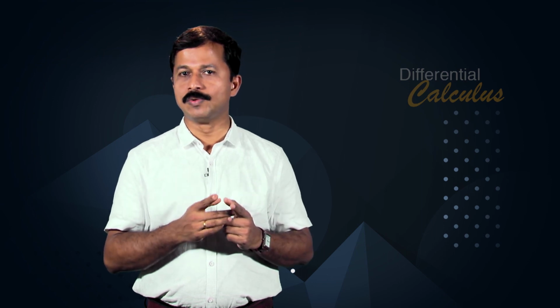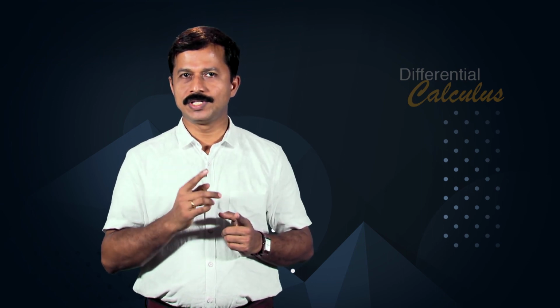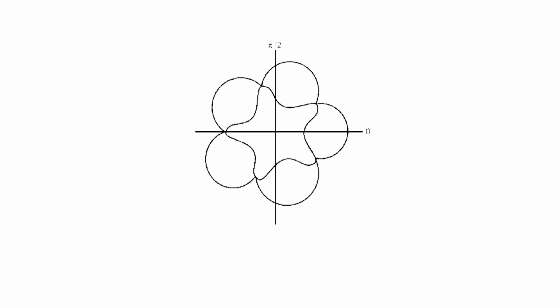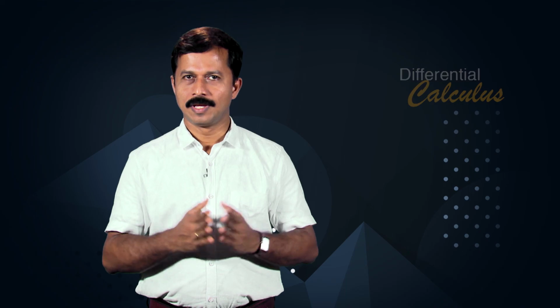Thus, the entire graph will be traced in 2 revolutions, which means it can be generated from the parametric equations x is equal to 2 plus cos 5 theta by 2 times cos theta and y is equal to 2 plus cos 5 theta by 2 times sin theta, where 0 less than or equal to theta less than or equal to 4 pi. The figure shows the graph of the polar equation r is equal to 2 plus cos 5 theta by 2. In this session, we discussed various methods for tracing polar curves.